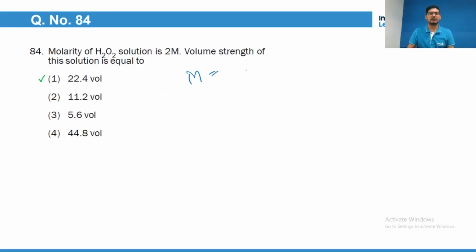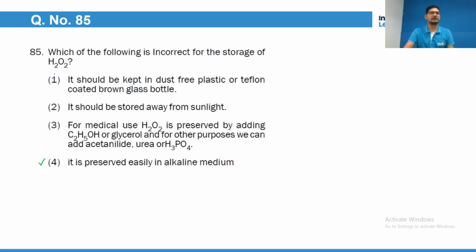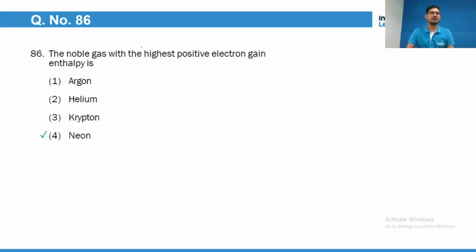Molarity for an H2O2 solution is volume strength divided by 11.2. Since molarity is 2, the volume strength would be 22.4. Which of the following is incorrect for the storage of hydrogen peroxide? Its decomposition is triggered by alkaline medium, right? So this is incorrect. The noble gas with the highest positive electron enthalpy is neon.